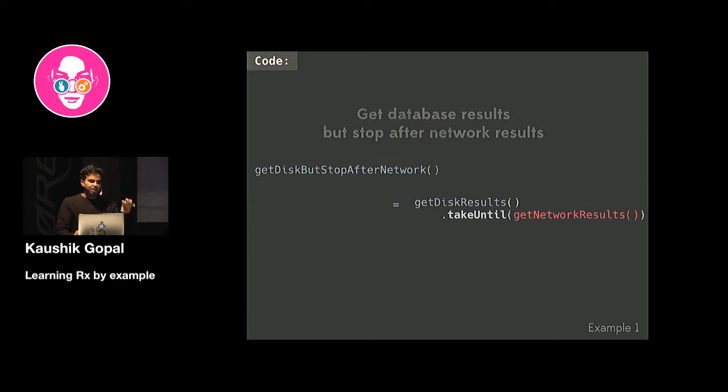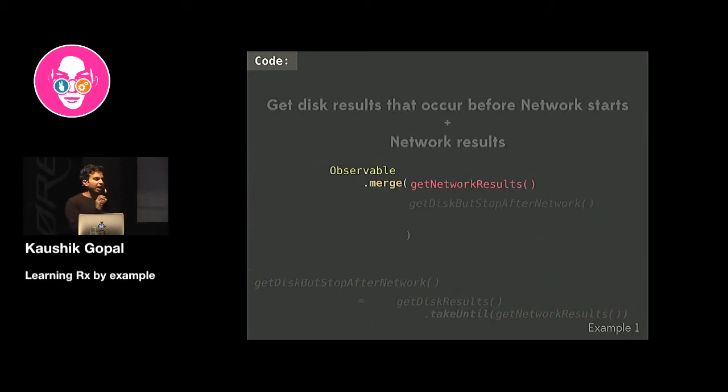I have this code snippet that basically says, okay, you start with the database results and you stop as soon as the network results start, right? But that isn't necessarily enough, so we're going to move one step above this. You have the disk results, but at some point I also need the network results, right? This code snippet at the bottom that I have only gives me the database results. So we looked at the merge operator to begin with. So what happens if you just merge this code snippet that I have with the network observable, right?